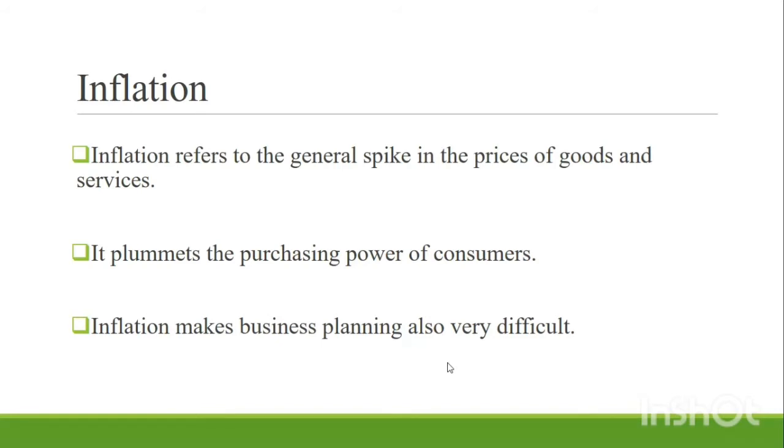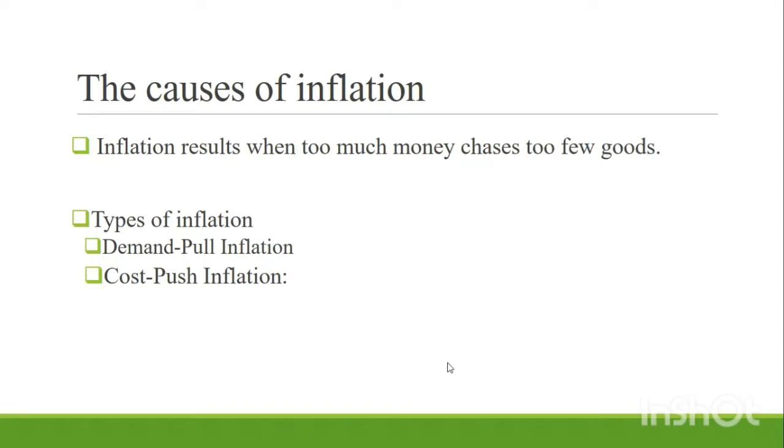When there is high inflation, it is difficult for businesses to plan for the future as there is uncertainty regarding the cost of production or the cost of raw materials. Inflation results when the macroeconomy has too much demand for available production. The process of inflation has been classified into two major categories. Number one, demand pull inflation, and number two, cost push inflation.